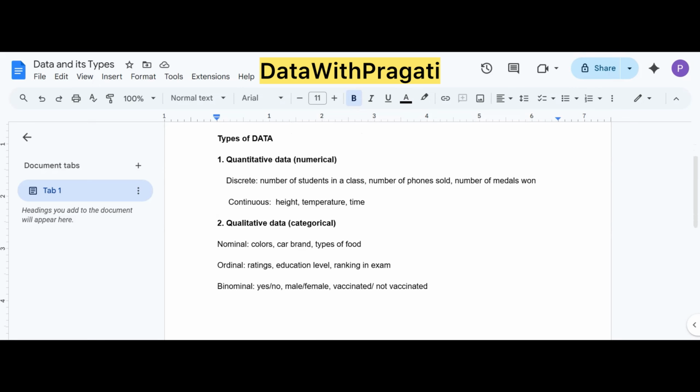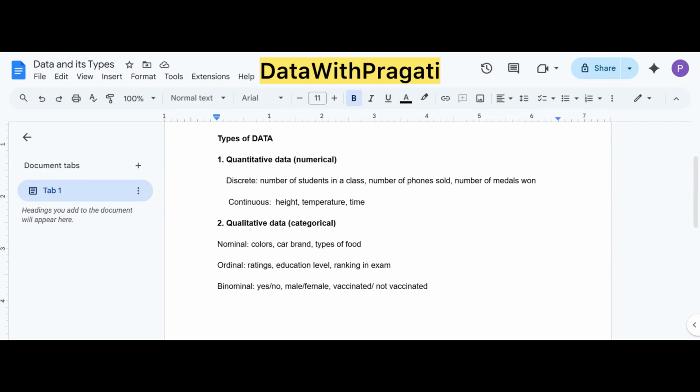Let's come to the next type of data, which is qualitative. Qualitative data has three types, which is nominal, ordinal, and binomial. This is non-numerical data. It describes qualities or categories. Now, nominal data is a type of data with no order or ranking. For example, colors, car brand, types of food. If I ask you your favorite color, you can choose anything. There's no ranking here. You can choose red, blue, anything.